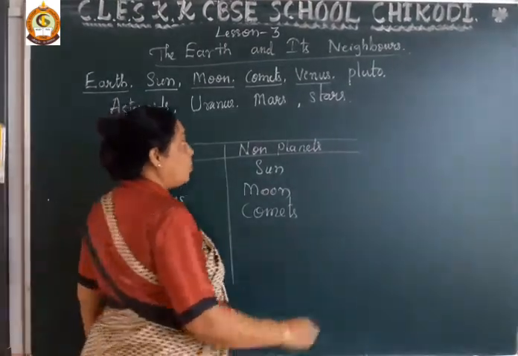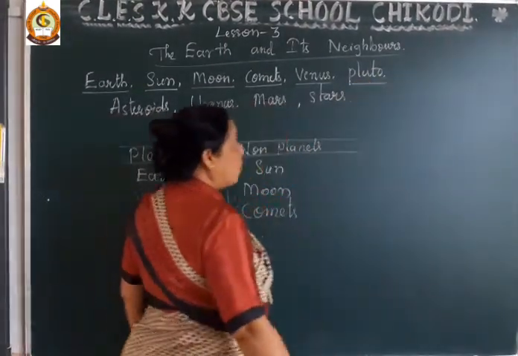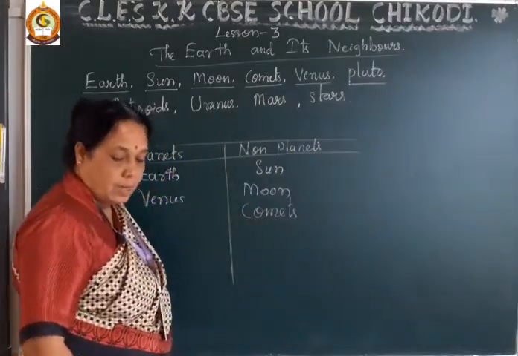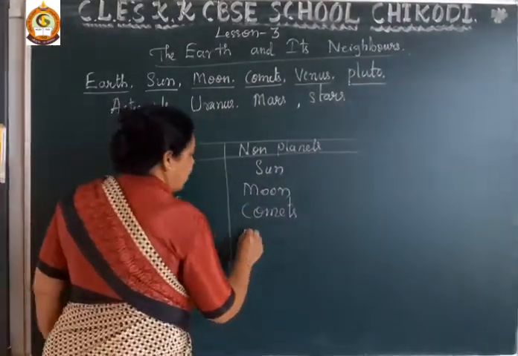Next, Pluto. This is a dwarf planet, so it is also not counted as a planet. So we should write it in the non-planet column.